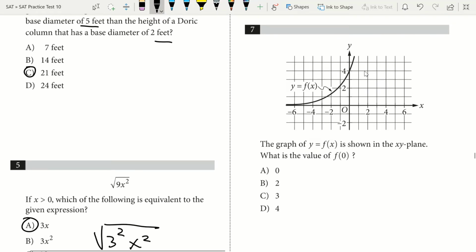The graph of f of x is shown in the xy plane. What is the value of f of 0? F of 0 is where x equals 0. I see my y value at x equals 0 is 4, so my answer is going to be D.